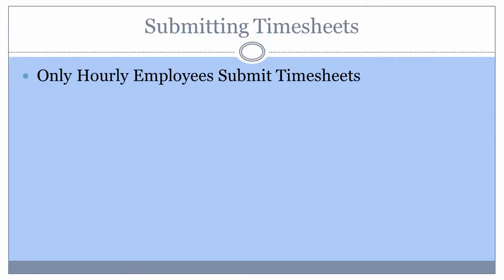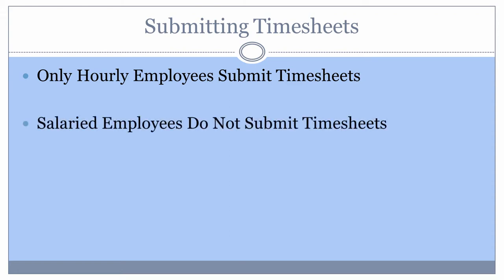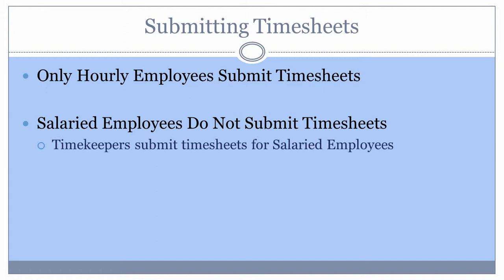Only hourly employees are required to submit their timesheets. Salaried employees do not submit their own timesheets. Instead, timekeepers review, approve, and submit salaried employees' timesheets for review and approval by time report managers and payroll. So instructions contained in this section on how to submit your own timesheet only apply to hourly employees.